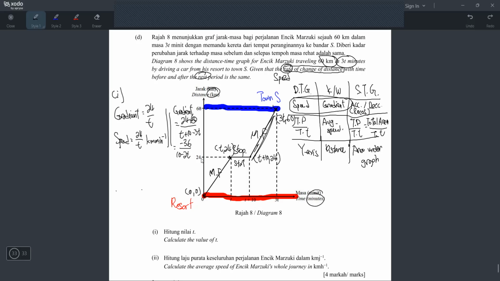And then what we had earlier is the speed for this one. So what is your speed here? The speed will be negative 36 over 10 minus 2t. And the unit is also kilometer per minute.